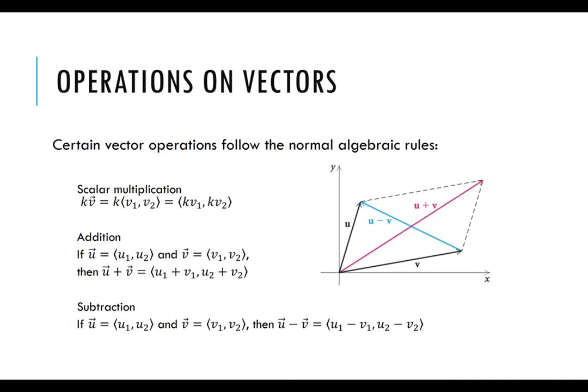How does addition work? Well, if you have position vectors, then it's as easy as adding the components. And so for the vector u and the vector v, given in these component forms, you just add u1 and v1, and you add u2 and v2. Subtraction, same idea. You just subtract the components, where the subtraction symbol is on the correct vector.